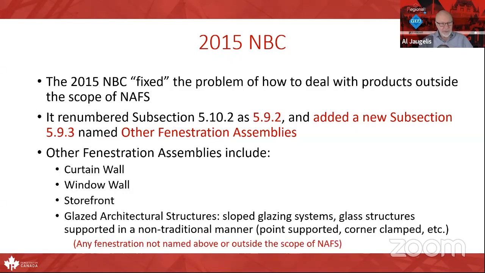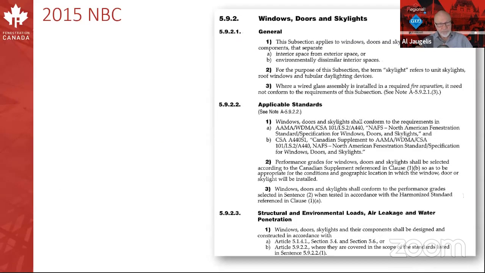Basically, glazed architectural structures is everything else that has not been named above or that is not in the NAFS standard. So it includes these named things, but also sloped glazing systems, glass structures supported in a non-traditional manner, point supported, corner clamped, et cetera, et cetera. The code is now very clear about these products, which ones are included and what you do with them.